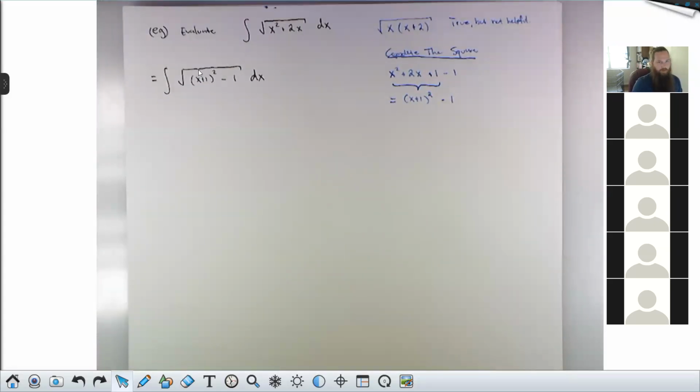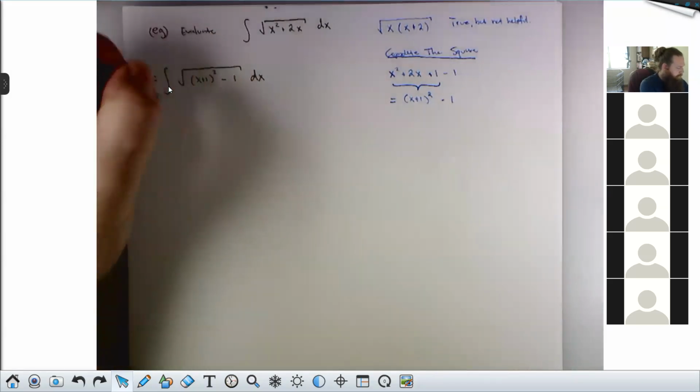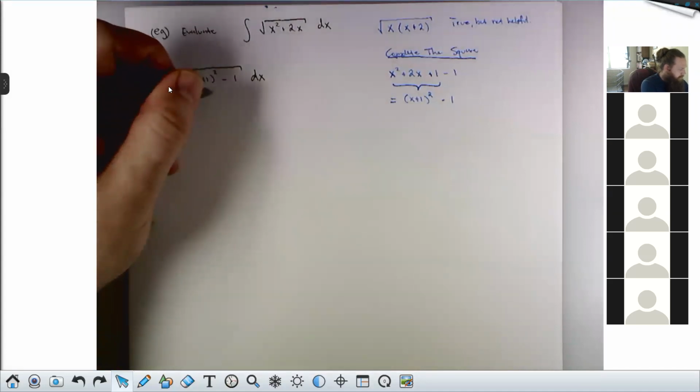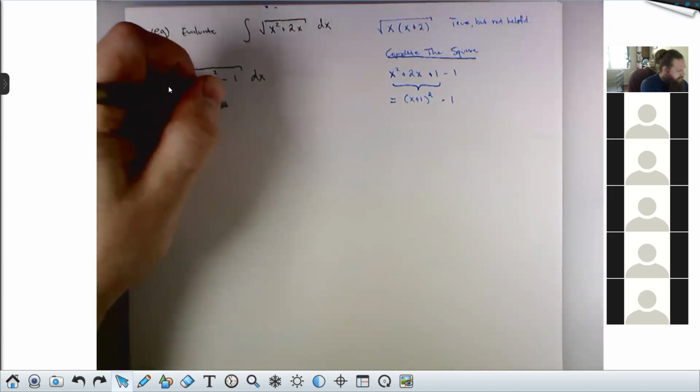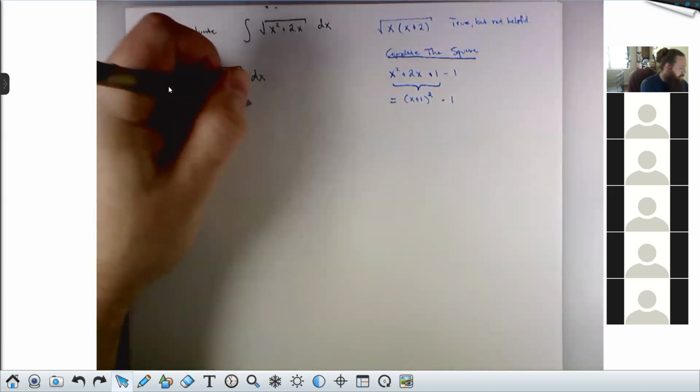You could make the actual substitution u equals x plus 1. And then this would become the integral of u squared minus 1. But rather than doing that, we can just go ahead and sub. So this is like your u in the trig sub Bible.